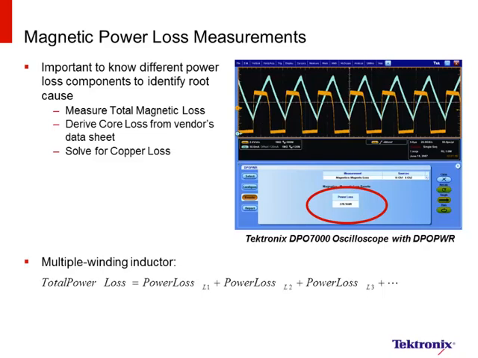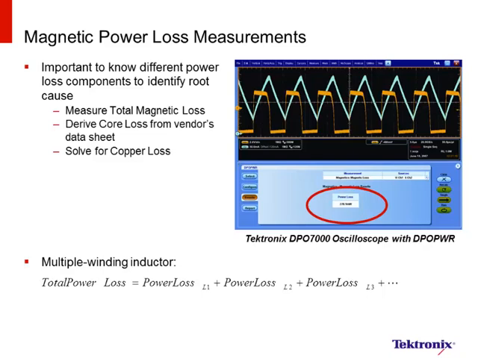Unfortunately, it is difficult to isolate the core loss from the copper loss in real-world magnetics. One approach is to measure the total power loss with a scope, then subtract the core loss, taken from the vendor's datasheet, to solve for the copper loss. The method for calculating the magnetic component power loss depends, in part, on the type of component being measured, whether it's a single-winding inductor or a multiple-winding transformer.